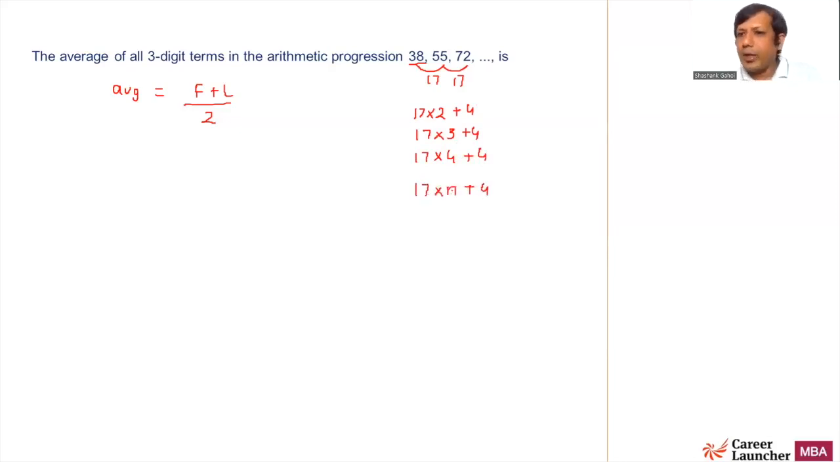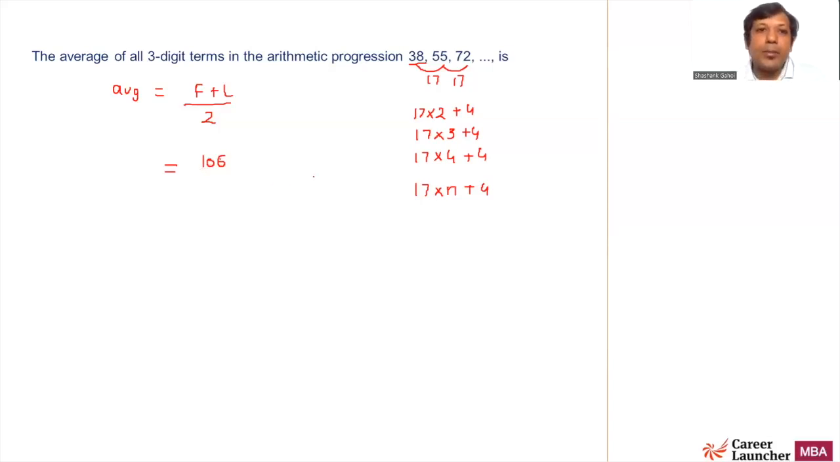Now if I put n equal to 5, this comes out to be 85 plus 4, 89. That's a 2-digit number, so I won't be accepting it. If I put n equal to 6, I'm going to get 17 into 6 plus 4. So this comes out to be 106. That is going to be the first term of this arithmetic progression.